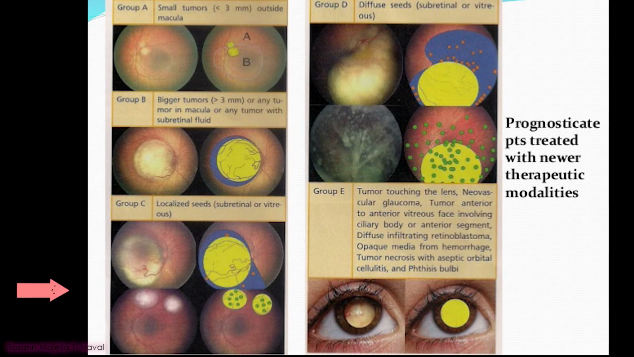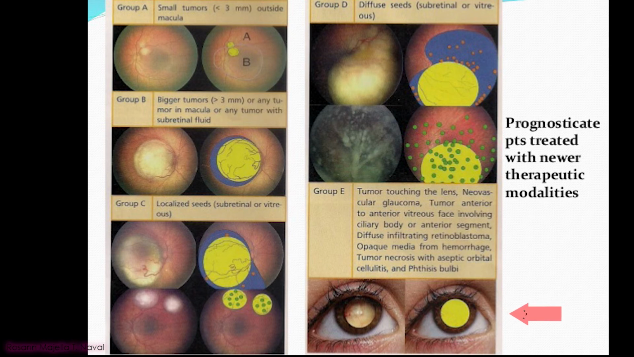Group C, or moderate risk, has a retinoblastoma with subretinal seeds, which is less than or equal to 3 millimeters from tumor. Vitreous seeds, which is also less than or equal to 3 millimeters from tumor, or both subretinal and vitreous seeds less than or equal to 3 millimeters from tumor. Group D, which is high risk, has retinoblastoma, which has subretinal seeds more than 3 millimeters from the tumor, or vitreous seeds more than 3 millimeters from the tumor, or both subretinal and vitreous seeds more than 3 millimeters from the tumor. And Group E, which is very high risk.